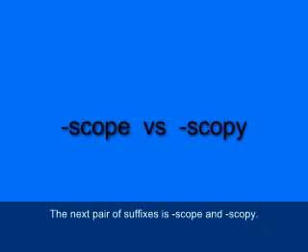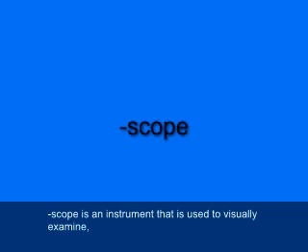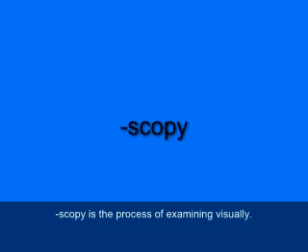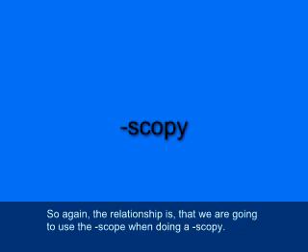The next pair of suffixes is scope and scopy. Scope, S-C-O-P-E, is an instrument that is used to visually examine. Scopy, S-C-O-P-Y, is the process of examining visually. So again, the relationship is that we're going to use the scope when doing a scopy.